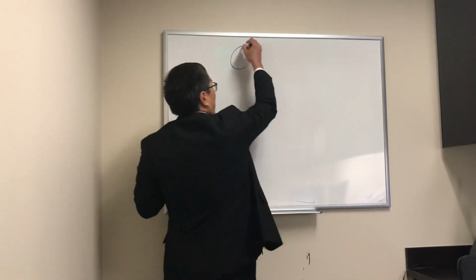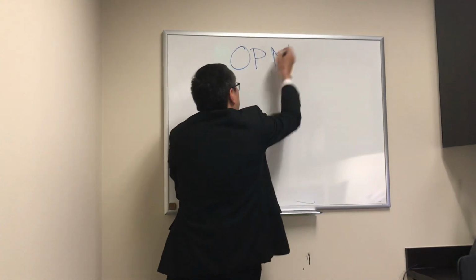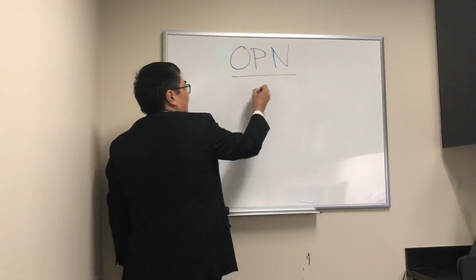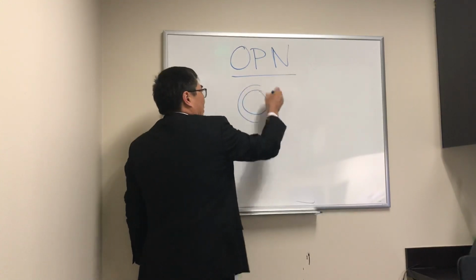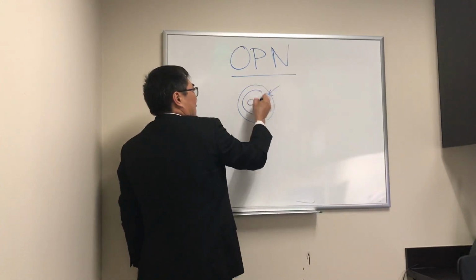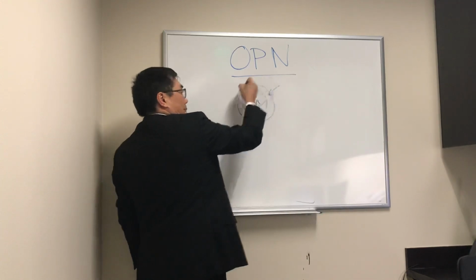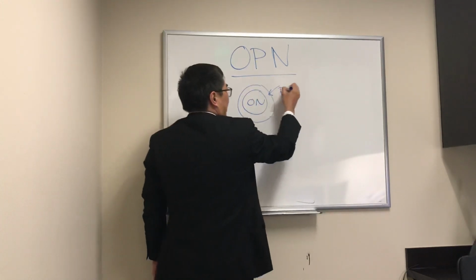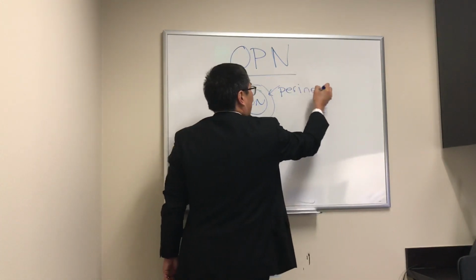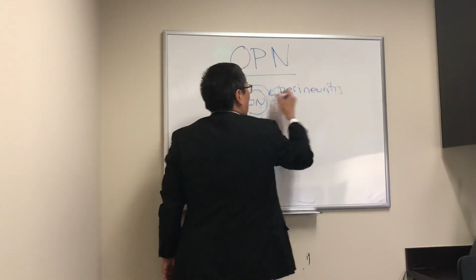All right, today we're going to be talking about optic perineuritis. And optic perineuritis means that it's around the optic nerve. So if this is the optic nerve, the peri, like perimeter, is the sheath. So it's perineuritis when it involves the optic nerve sheath.